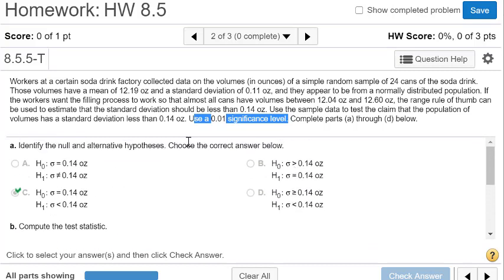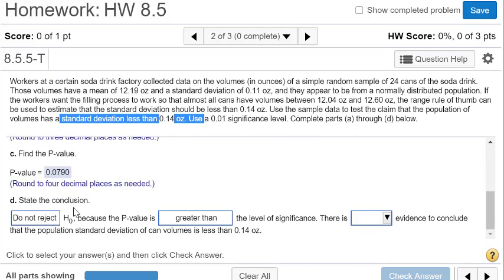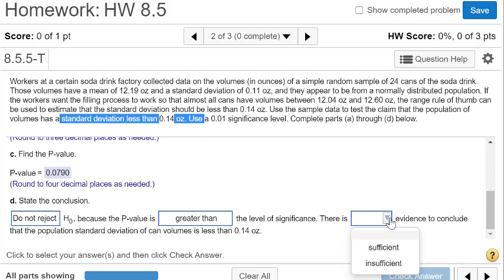So remember that our claim was that the population standard deviation is less than 0.14. So our claim was the alternative hypothesis. In this case we were trying to support it, but we failed to reject the null hypothesis, so we cannot support that the population standard deviation is less than 0.14 ounces. So there's insufficient evidence to conclude or support the claim that the population standard deviation is less.